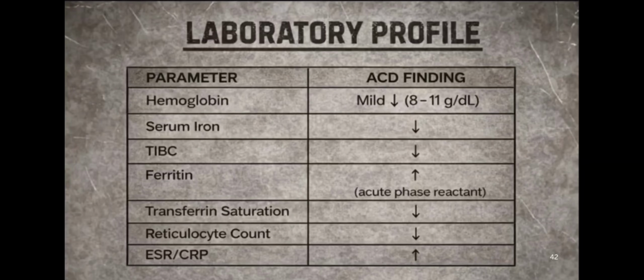Laboratory profile: hemoglobin is reduced, serum iron is reduced, TIBC is reduced, and ferritin is increased, which is an acute phase reactant. Transferrin saturation and reticulocyte count are both decreased, and CRP and ESR are increased.